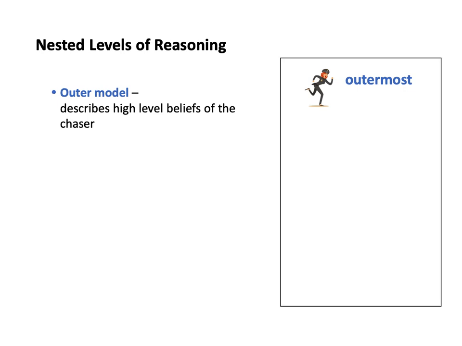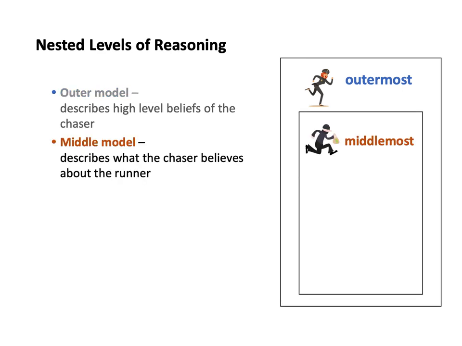To model such nested reasoning explicitly, we design our models in a layered fashion. We begin with a model that describes the perspective of a chaser. And we do this by making the chaser the outer layer of our model, where it will describe the chaser's high-level beliefs of the current situation. Then we show that the chaser will model the runner. And we call this the middle level. It describes what the chaser believes about the runner.